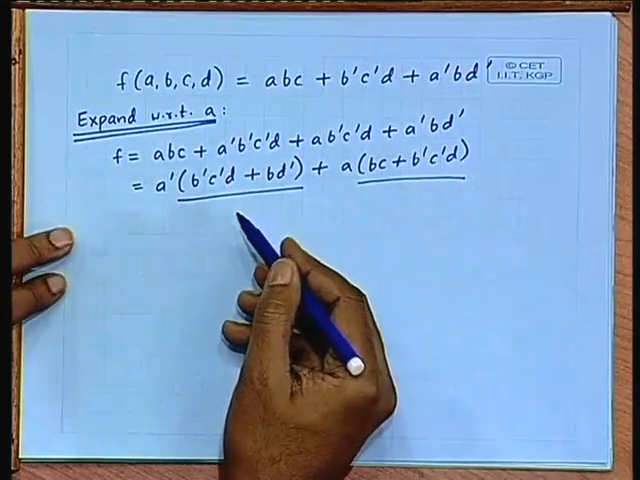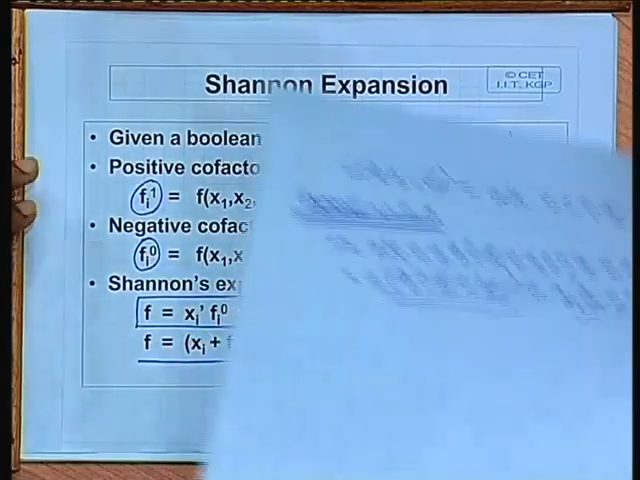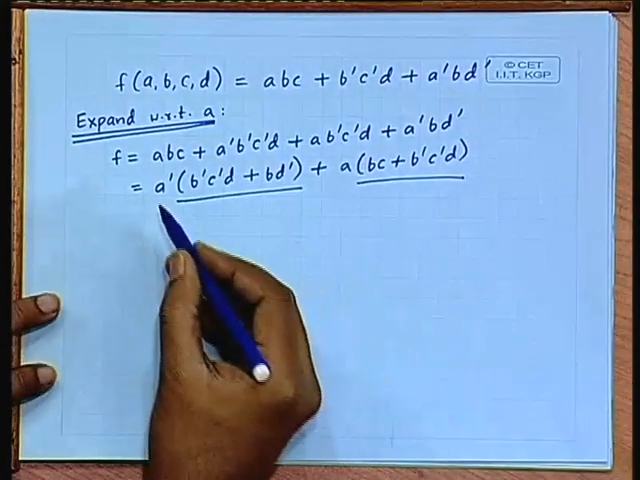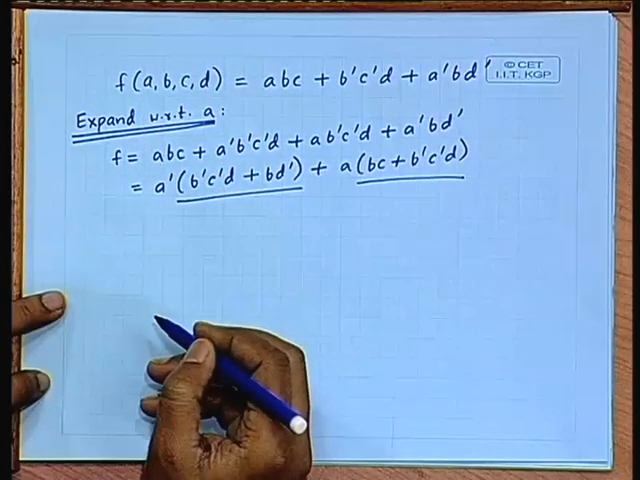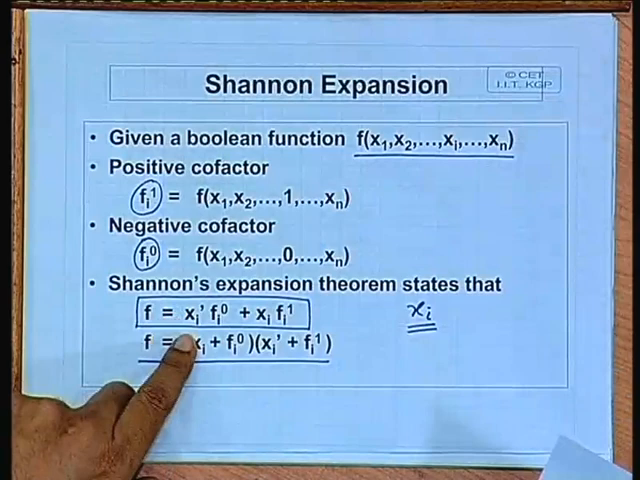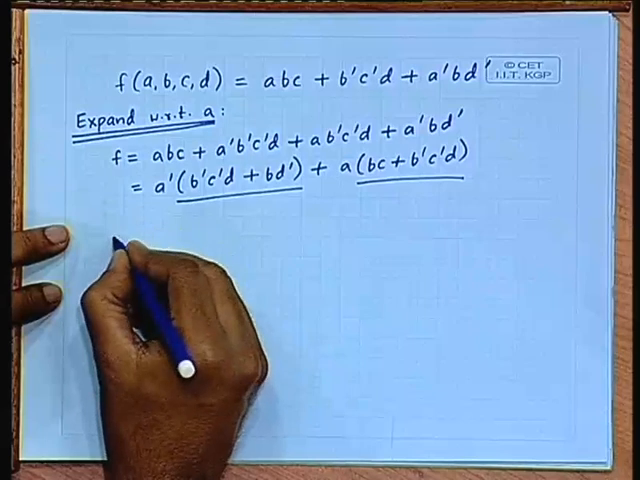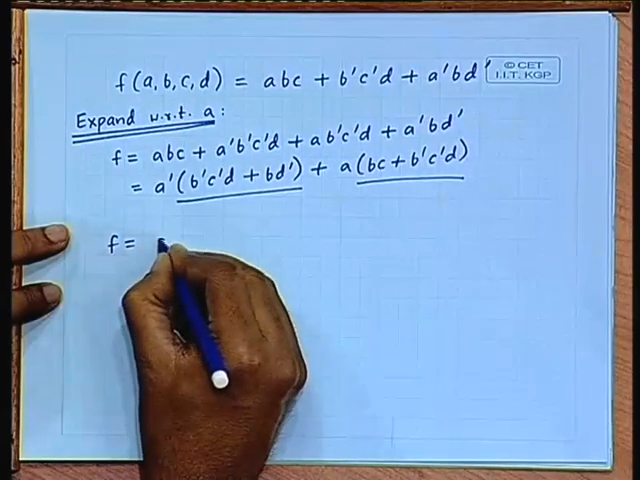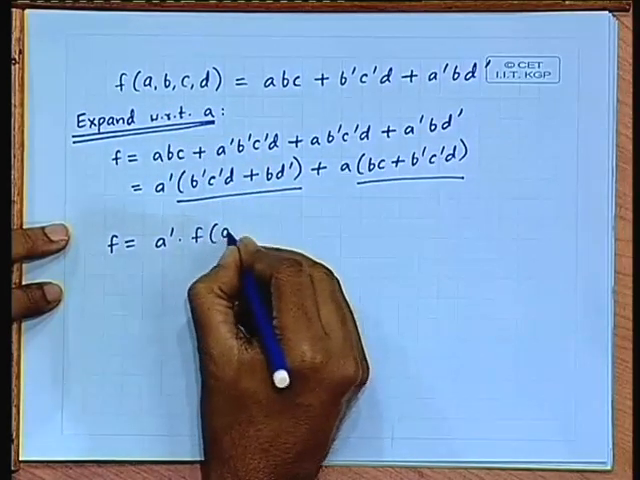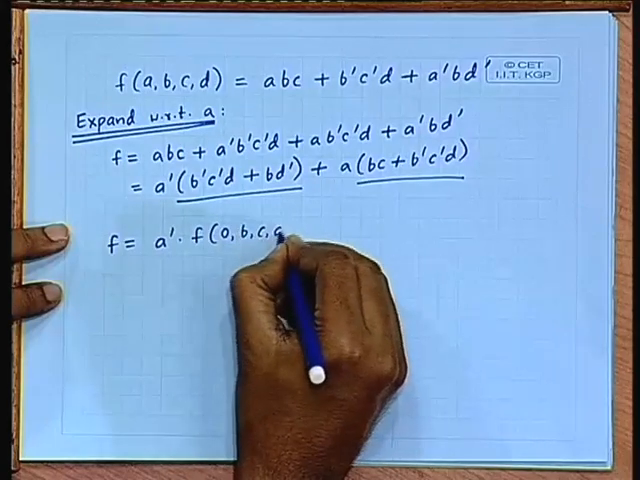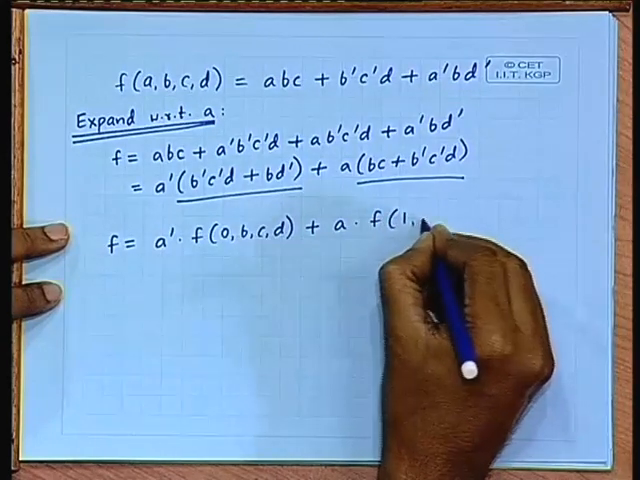Now, you can even check that with respect to the formula we had just mentioned, if we apply that same rule, what happens? If you do the same thing with respect to the negative and positive cofactors, you see the formula once more. It is xi' multiplied by the negative cofactor. So, as per that formula, a' into the negative cofactor, meaning the function f where a is replaced by 0, or a into the function f where a is replaced by 1.